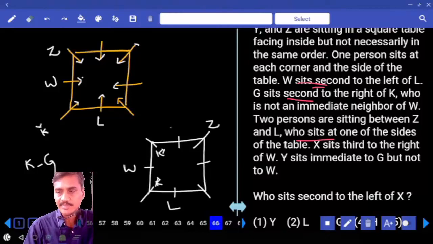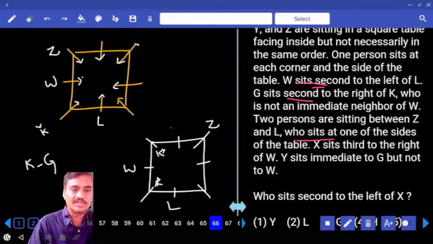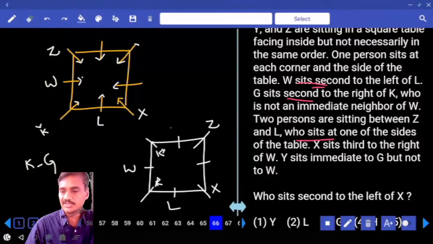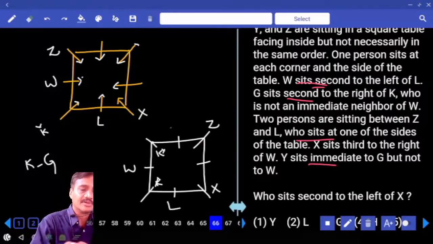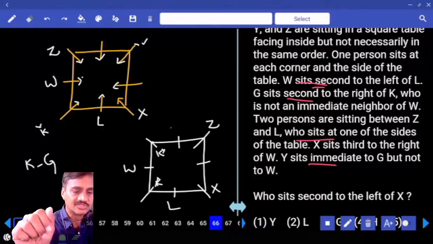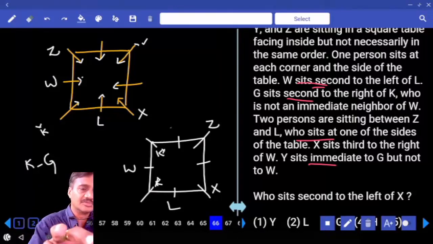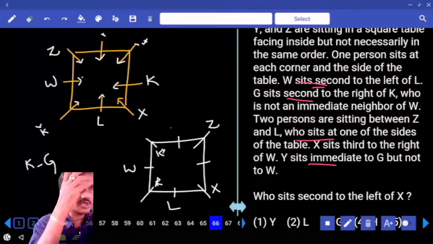And 2 persons between Z and L. X sits to the immediate right of W, and here again X sits to the immediate right of W. Next, Y sits immediate to G, so Y and G are adjacent to each other. Can we have K at this place? If K is here, G sitting second to the right of K is not possible. K cannot be here, cannot be here, cannot be here. The only possibility for K is here.